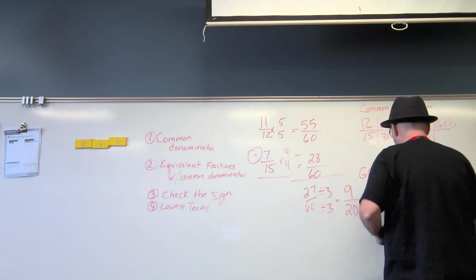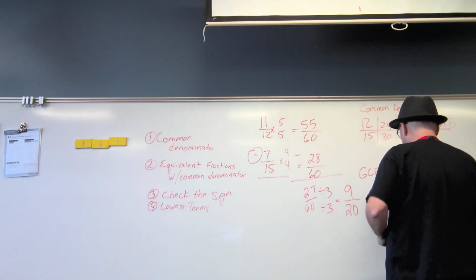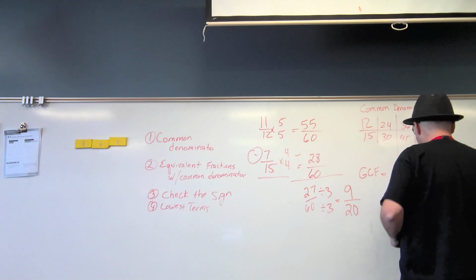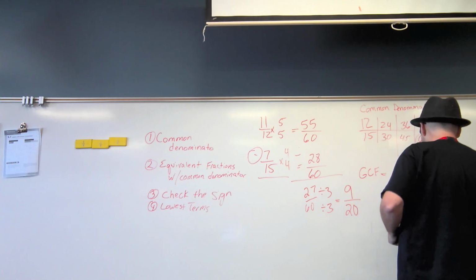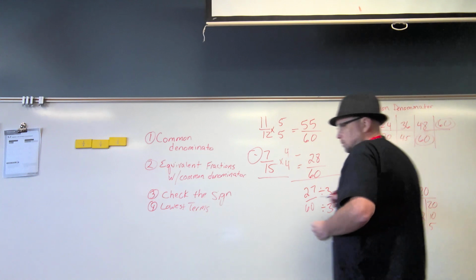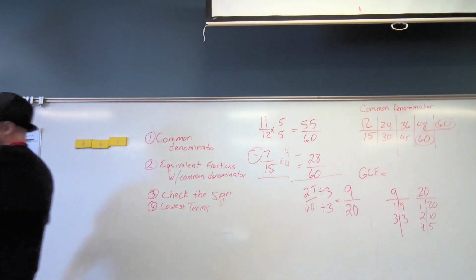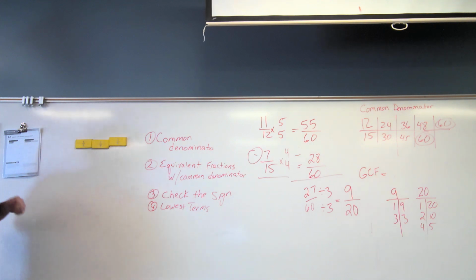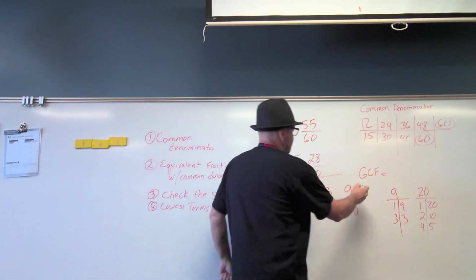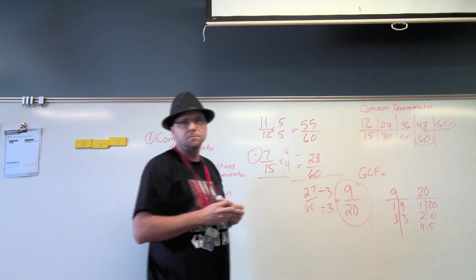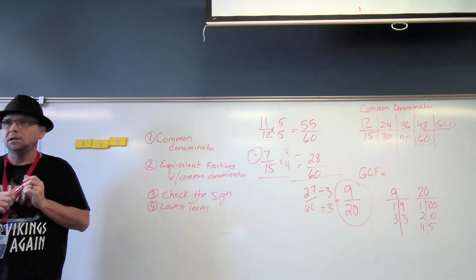Let's list some. 1 times 9, 3 times 3, 1 times 20, 2 times 10, 4 times 5. What's the biggest one they have in common? 1. If 1's the biggest they have in common, then that answer is in lowest terms already.